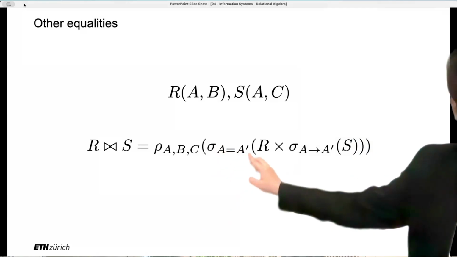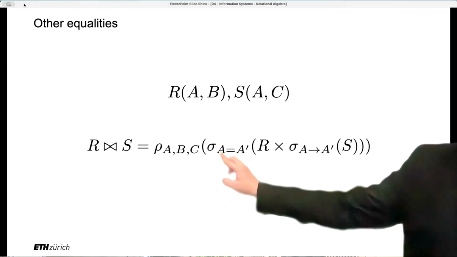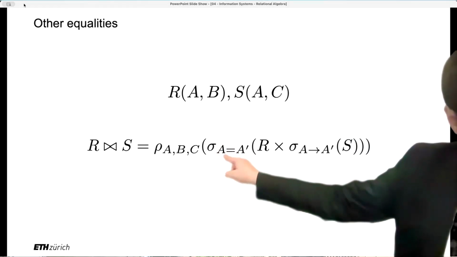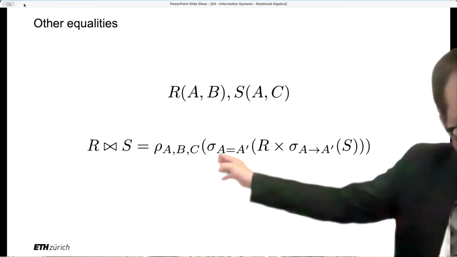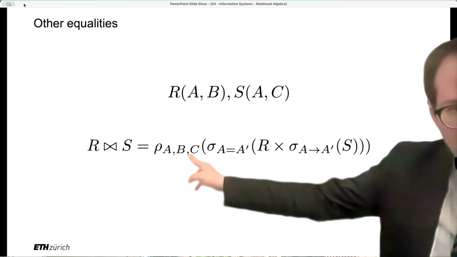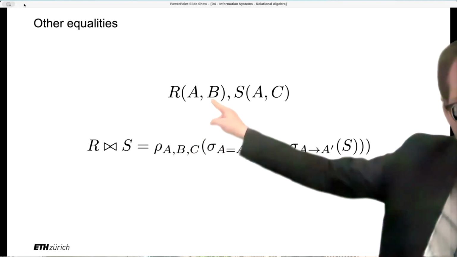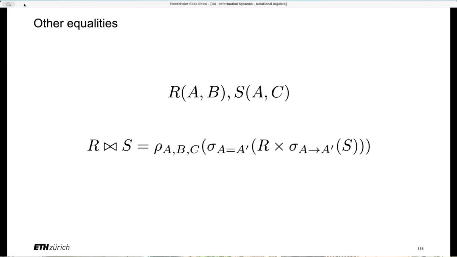Then we have the selection that only keeps the combinations that matched, because it's a natural join, so A and what used to be A on the other side must match. Then we project, because it's the join, we need A, B, and C, and A prime we get rid of, right? Who agrees with that formula?